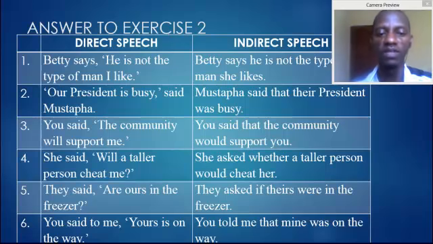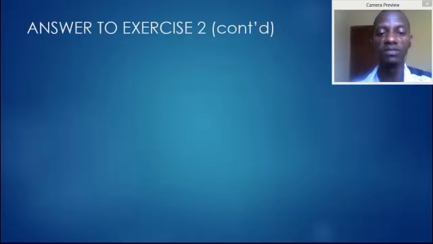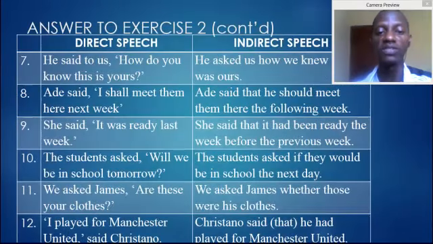Number 5. They said, "Are ours in the freezer?" This becomes they asked if theirs were in the freezer. 6. "You said to me, yours is on the way," becomes you told me that mine was on the way. Okay. Number 7. He said to us, "How do you know this is yours?" Becomes he asked us how we knew that was ours. 8. Ade said, "I shall meet them here next week."